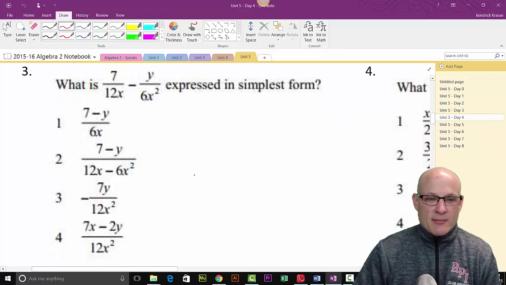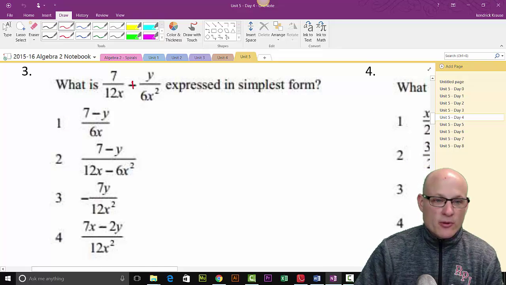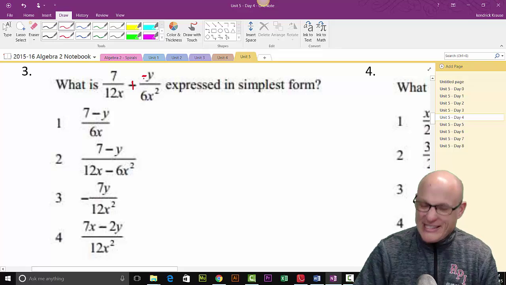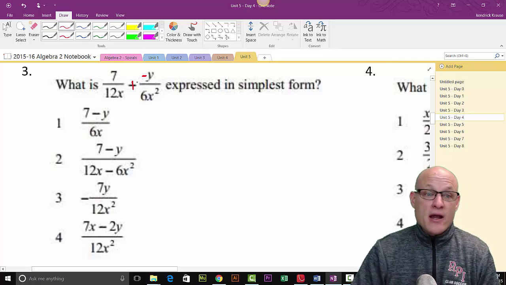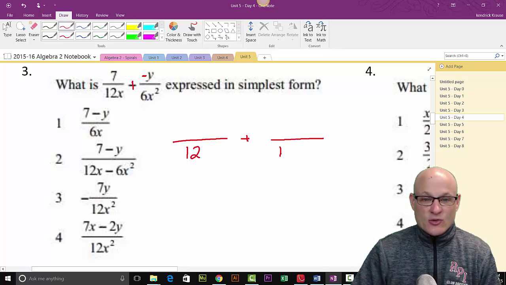So we need a common denominator. Oh, alert, alert, alert. We have a minus. Let's change this to a plus, and we'll distribute the minus. Luckily, it's only one place to distribute to. But please be on the lookout.